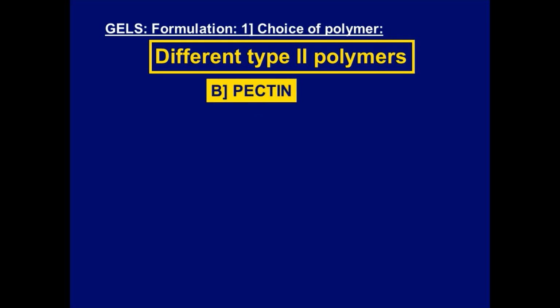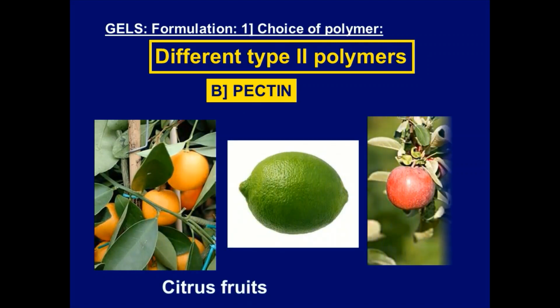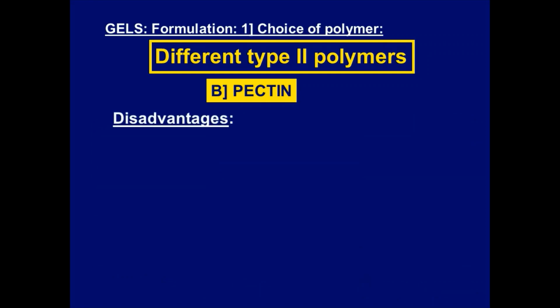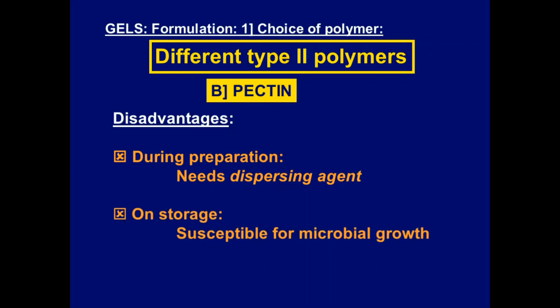Number 2, pectin. Pectin is also of natural origin. It can be obtained from citrus fruits and pomegranate. Pectin has its disadvantages. During preparation, it needs a dispersing agent, and as we said, this adds more steps to the preparation. And on storage, it is susceptible to microbial growth because it is of natural origin.